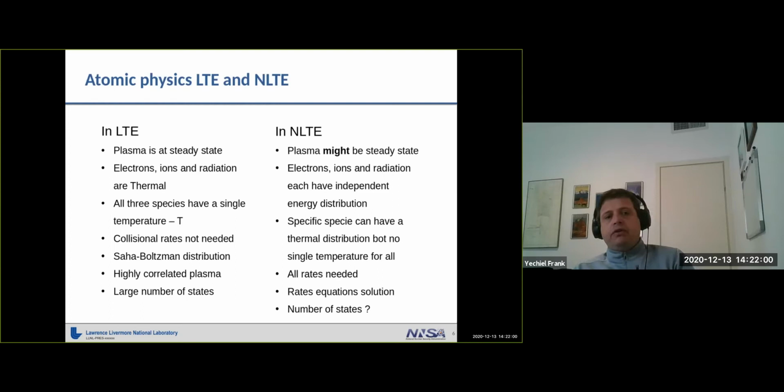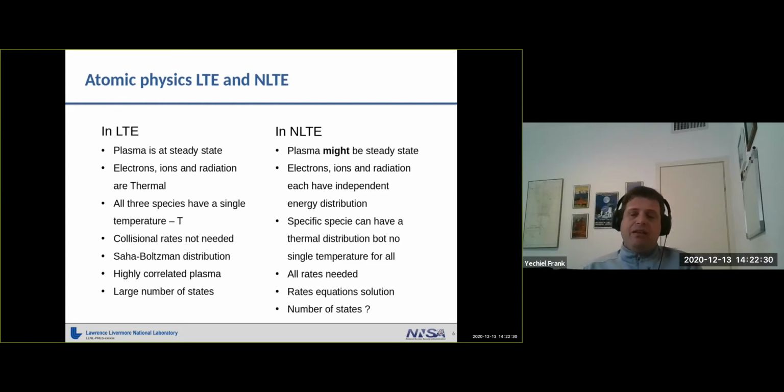The good thing about LTE is that you can use the Saha-Boltzmann distribution to solve the population. On the other hand, it's a very highly correlated plasma, so making those calculations is quite difficult, and there is a very large number of states that you need to take into account in order to actually get the population distribution right. In non-LTE, the bad news is that you need to calculate all the transition rates, all the atomic transition rates.